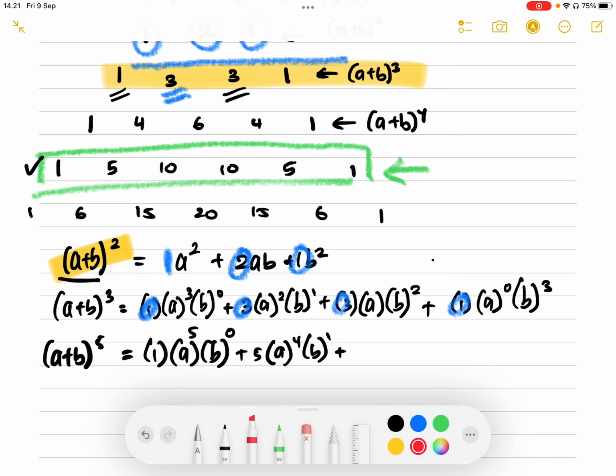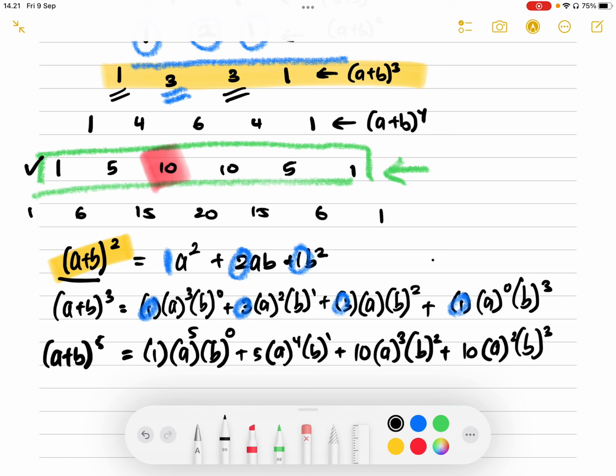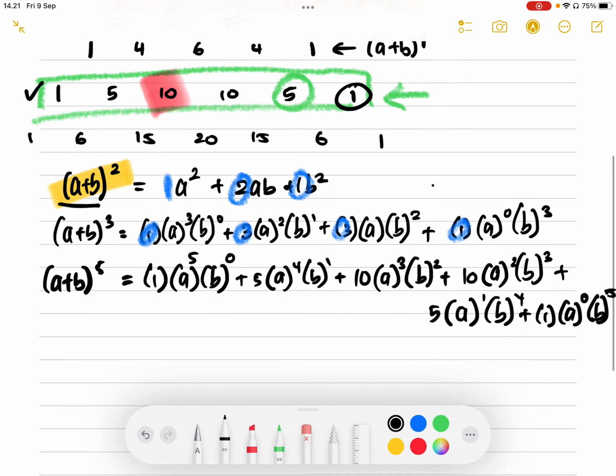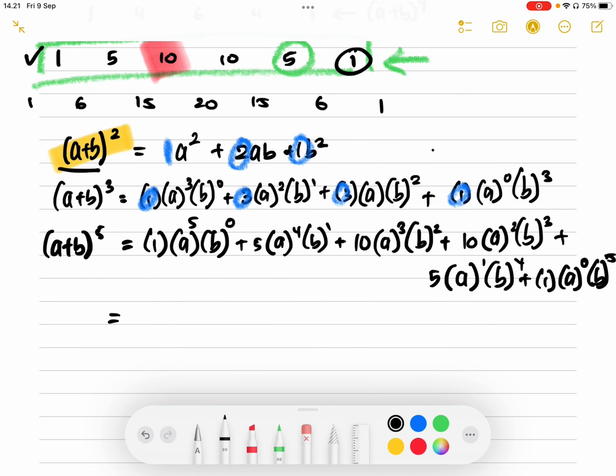Plus the next one is 10, so 10, a cubed, b squared. Plus another 10, which is a squared, b cubed. Plus the next one, yes, you get it correct, is 5, plus 5 a to the 1, b to the 4. Plus the final one is 1, so a to the power of 0, b to the power of 5. So what does it mean? Everything to the power of 0 is 1. So 1 times 1 is 1, right?